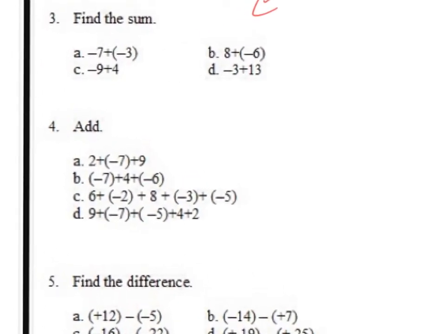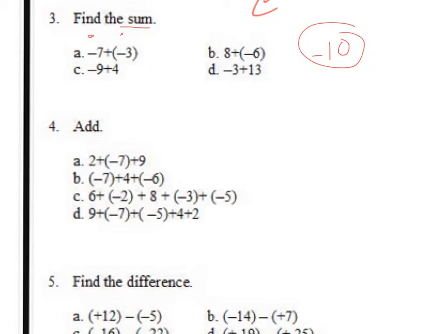Let me make that a bit bigger. We'll do a couple here. So it says find the sum. So sum is an answer to an addition question. So you look, the rules are very basic. In this situation, if the signs are the same, I can keep the signs and I just add the two numbers.